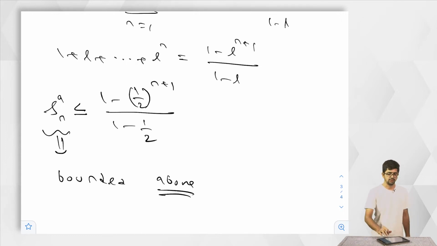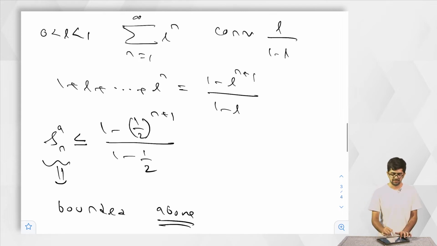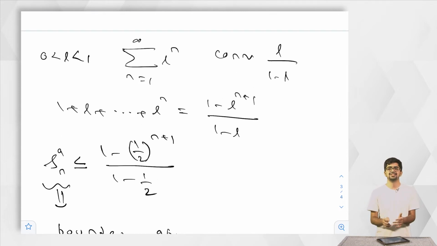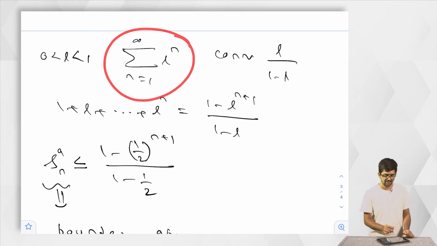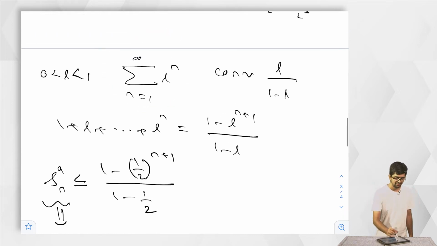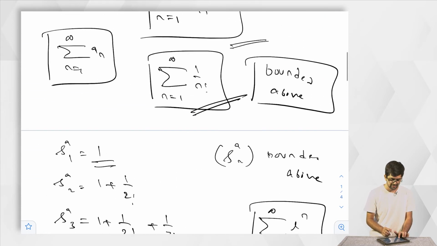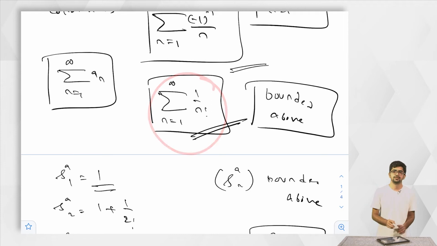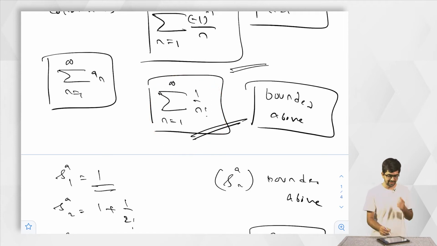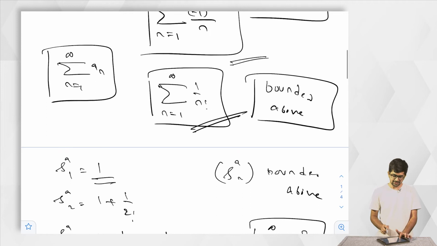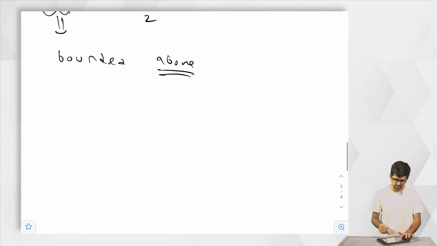So what we have seen now is that, using the bounded nature of the sequence associated to this series, we have concluded that the partial sum sequence associated to this series, 1 by n factorial, is bounded above. As every term here is non-negative, it is already increasing. So just bounded above implies this is convergent. Now the question is what is the number to which this converges. This we will see maybe in the later part of the course.